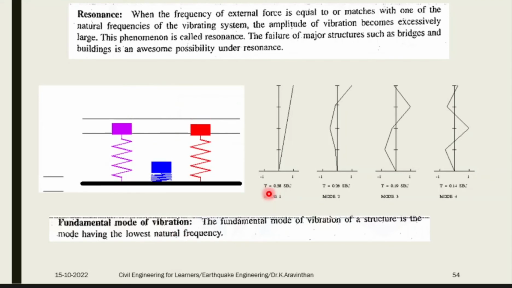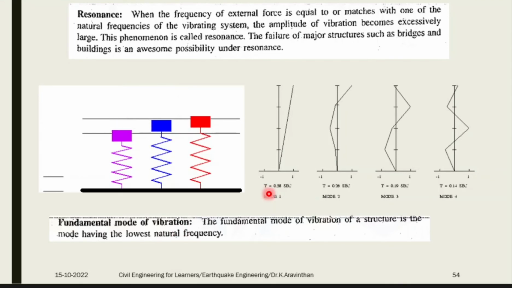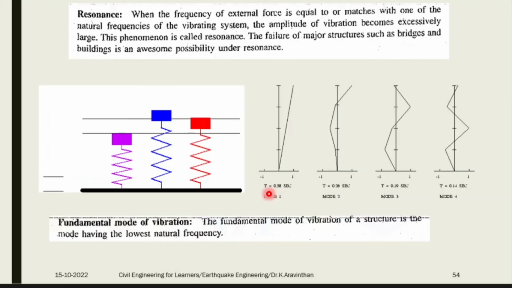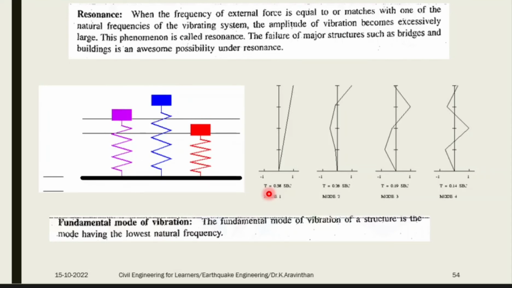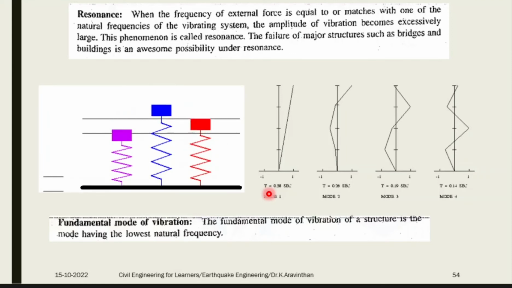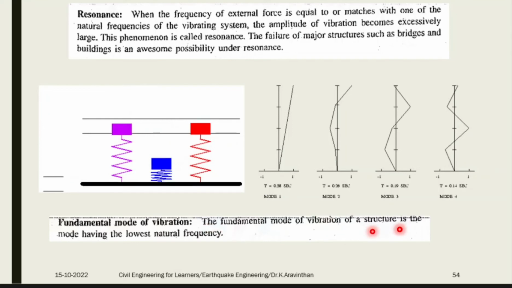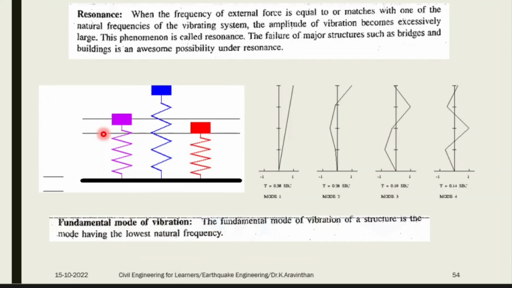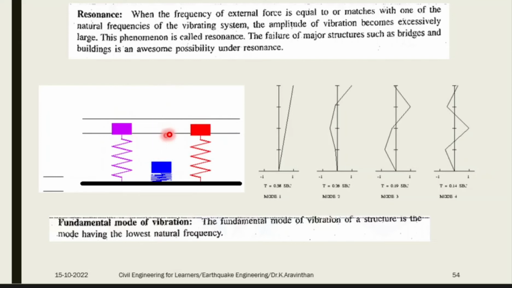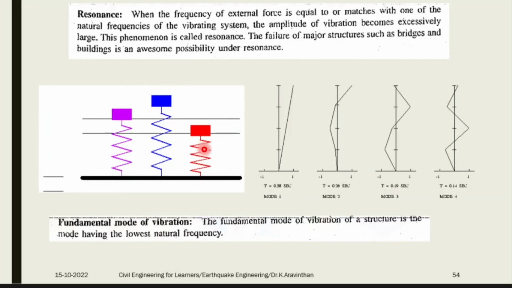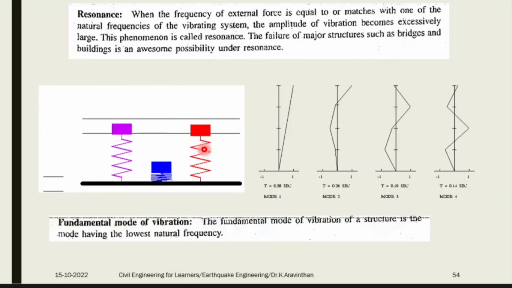After finding that, what do you mean by T? We discussed in the last class that T is known as the time period. How will you find the time period? It is the inverse of the natural frequency, 1 by F. In the fundamental mode of vibration of a structure, which has the lowest frequency, you can find the frequency for each and every system. The system having the least mode of vibration and frequency is called the fundamental mode of vibration.